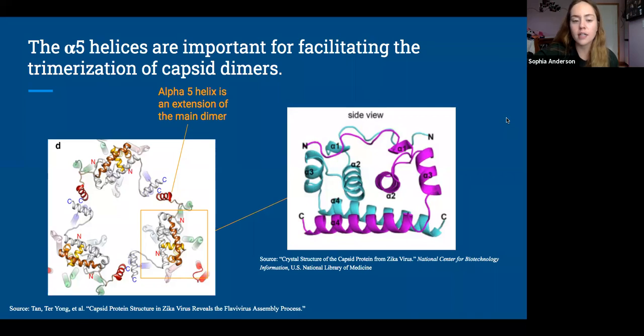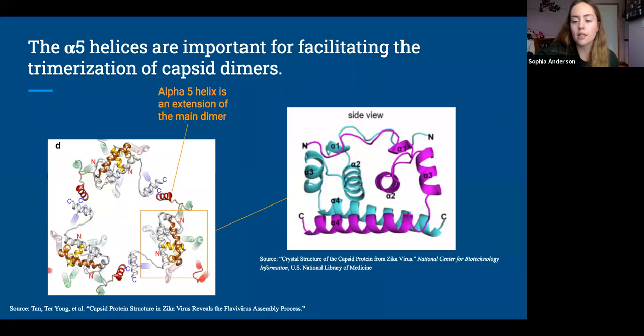As you can see on the left-hand image, the three dimers are brought together in a triangular network through the alpha-5 helix, which is coded in red. The photo on the right represents one dimer present within the trimer. The alpha-5 helix of the capsid protein is often thought of as an extension of the main dimer, thus explaining why it is not depicted in the picture on the right.